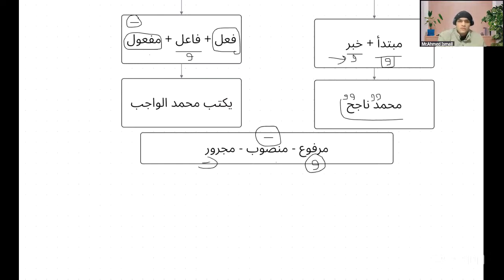Now we know some examples for marfu' and mansub, because we did say the mubtada is always marfu' and khabar also always marfu' and the fa'il also always marfu'. And we did say the maf'ul is always mansub, which means it has fatha above it. For this reason, we say here يكتب محمد with ضمة. Why with ضمة? Because I just said the fa'il is مرفوع, which means it has ضمة. So يكتب محمد الواجب or واجبة? No, of course, الواجبة with فتحة. Why? Because I just said مفعول is منصوب, which means it has فتحة above it.